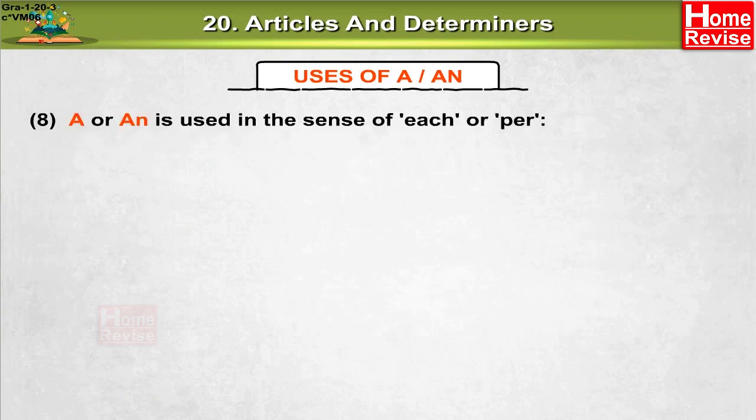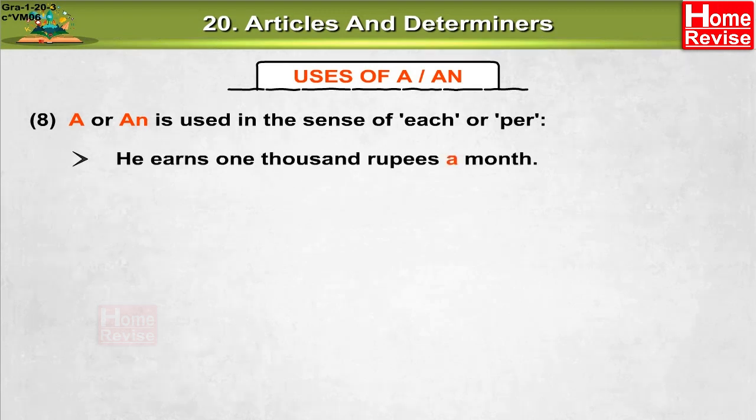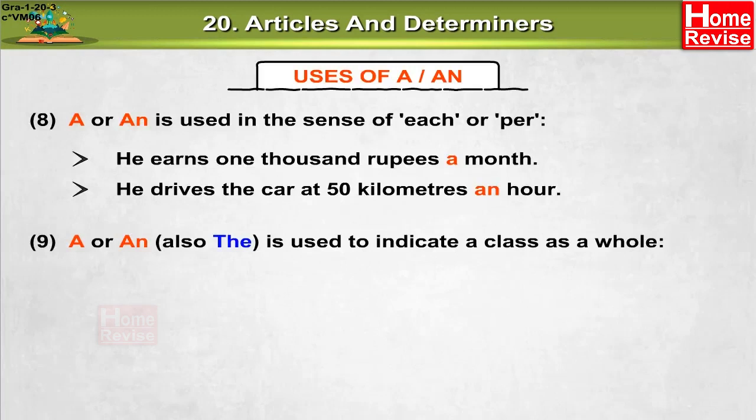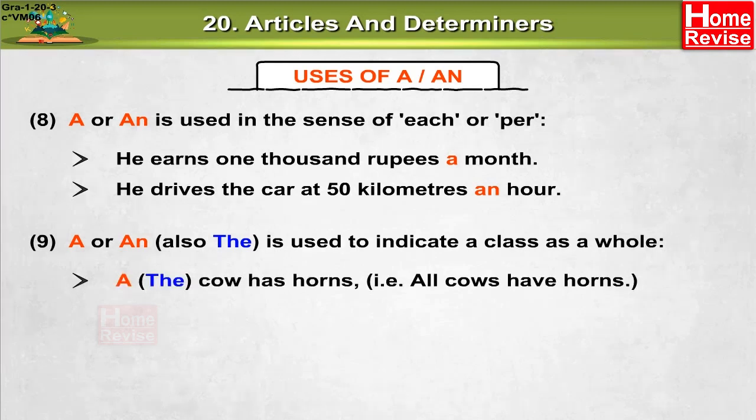Eighth, a or an is used in the sense of each or per. He earns 1,000 rupees a month. He drives the car at 50 kilometers an hour. Ninth, a or an, also the, is used to indicate a class as a whole. A or the cow has horns. That is, all cows have horns.